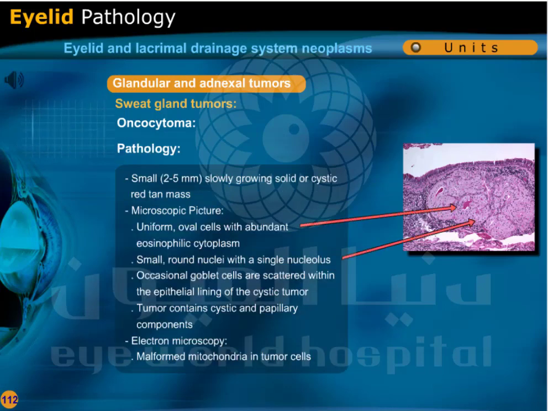Pathology: small, 2 to 5 millimeters, slowly growing solid or cystic red stem mass. Microscopic picture: uniform oval cells with abundant eosinophilic cytoplasm. Small round nuclei with a single nucleolus. Occasional goblet cells are scattered within the epithelial lining of the cystic tumor. Tumor contains cystic and papillary components. Electron microscopy: malformed mitochondria in tumor cells.